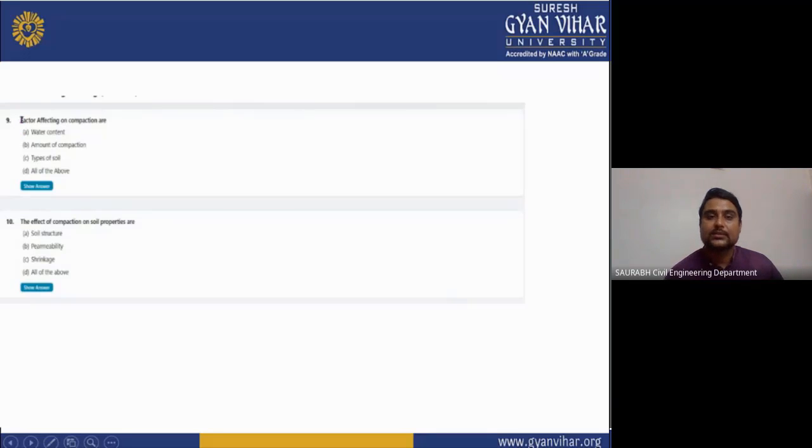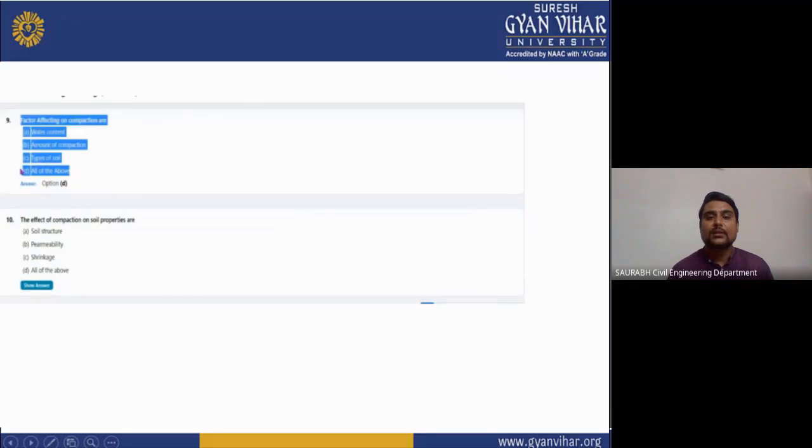Come to the next question. Factors affecting compaction are: what will be the factors affecting the compaction? You will see here water content, amount of compaction, types of soil, and all of the above. It is asking which factor can affect the compaction of a soil. As we know, water content can affect the compaction of soil. Amount of compaction can easily affect your soil. Types of soil will affect your soil. So the right answer will be all of the above. D will be your right answer here.